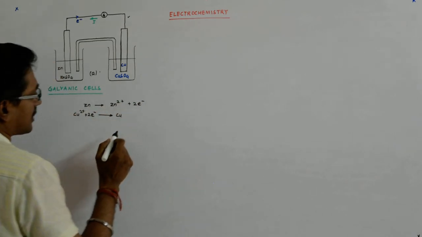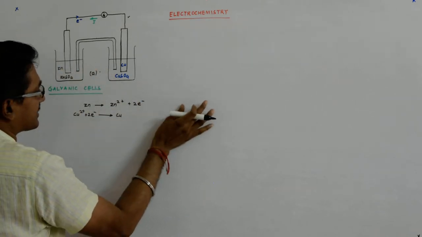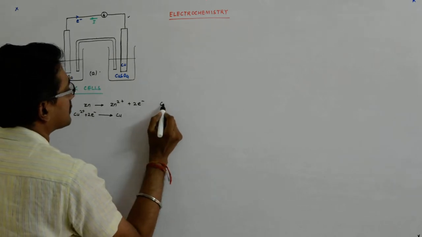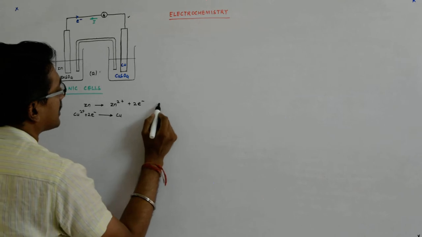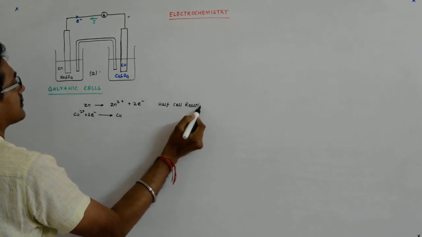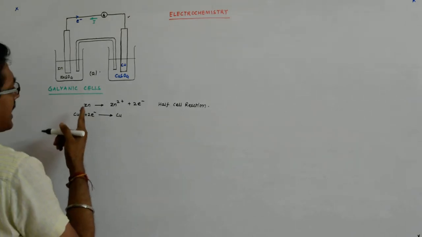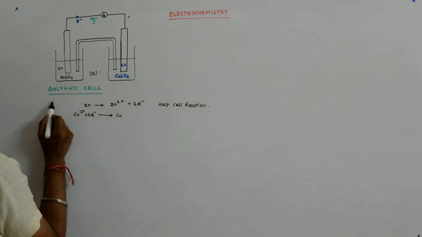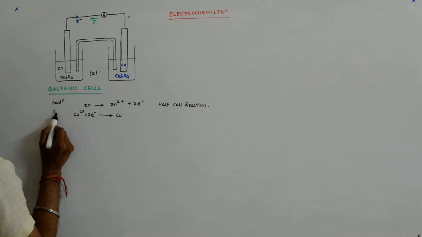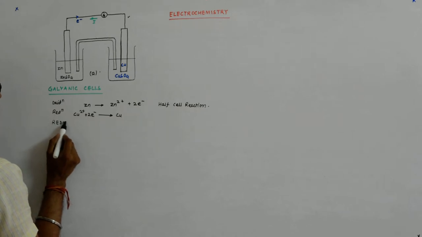Now these two reactions, these two things happening in two different cells, are called the half cell. This is called half cell, right? And this is a half cell reaction. We know that here there is an oxidation taking place and there is a reduction taking place here. So this is called a redox couple.